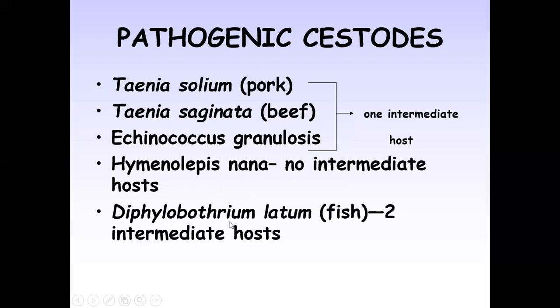Amongst the cestodes, you have already done Taenia solium, Taenia saginata, H. nana, and Diphyllobothrium latum. A lot of questions are asked on the differences between Taenia saginata and Taenia solium, both in the viva.